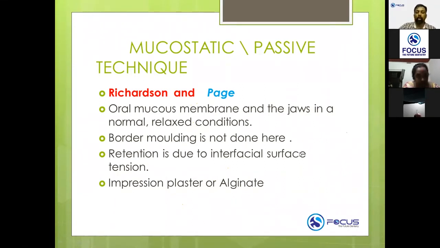Okay. So here we take an impression with a mucostatic material. Mucostatic material means it doesn't compress the mucosa. That is very passive, or does not compress the mucosa. So either it can be impression plaster or a thin mix of alginate. Here retention is due to close contact of the denture and the soft tissue, and there will be a thin film of saliva that will provide surface tension. So that is how we get retention in a mucostatic impression method. Clear? So it was put forward by Richardson and propagated by Page. Clear?